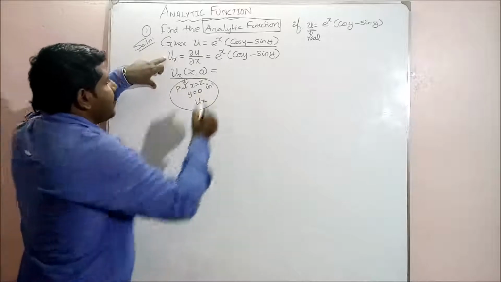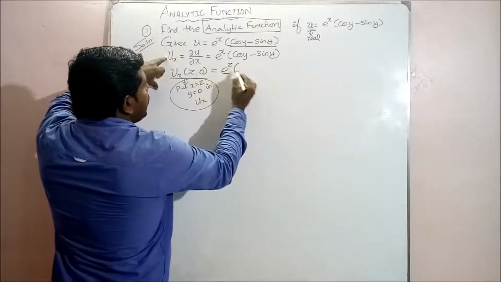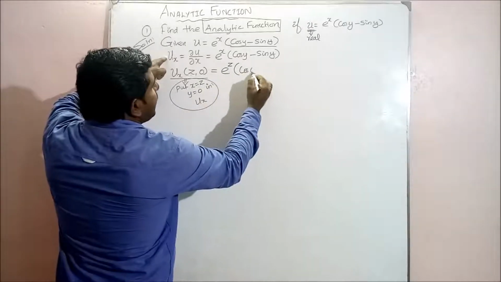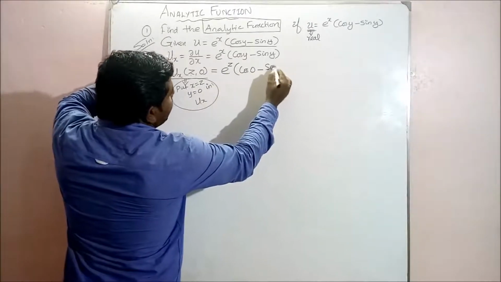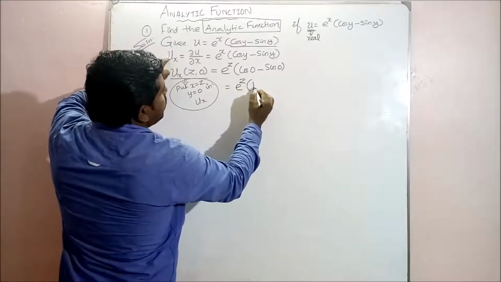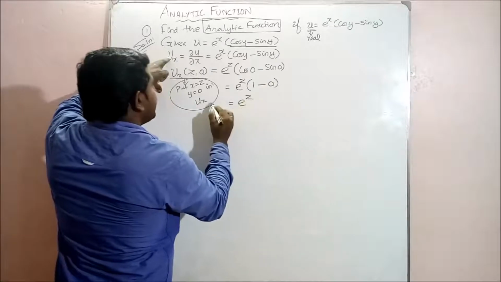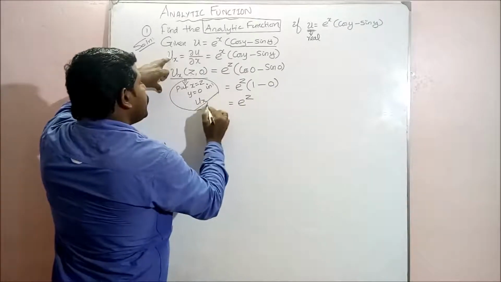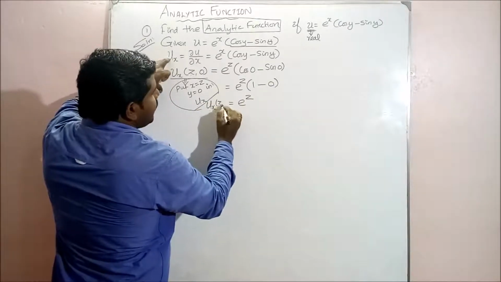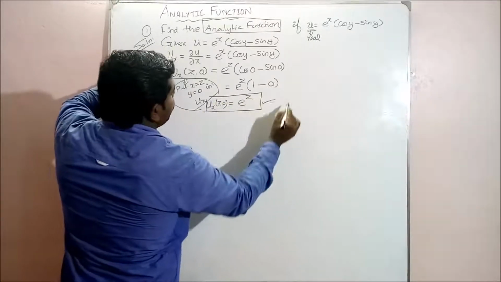In ux, where there is x, put z, and where there is y, put 0: e power z into cos 0 minus sin 0. That is equal to e power z into 1 minus 0, which equals e power z. So this is called ux of z, 0. So ux of z, 0 is over.